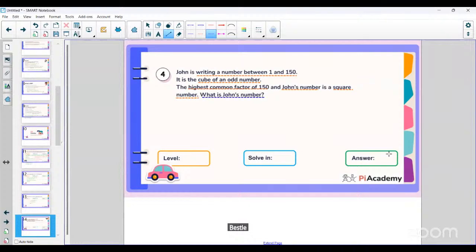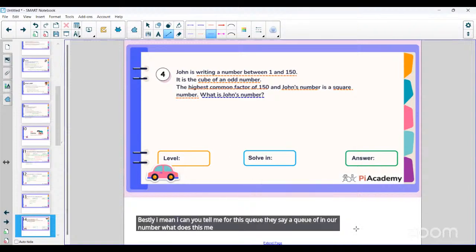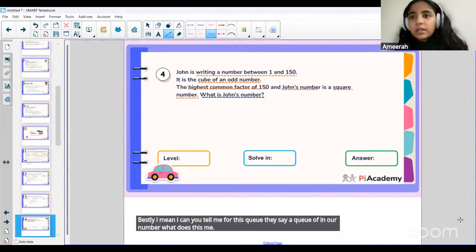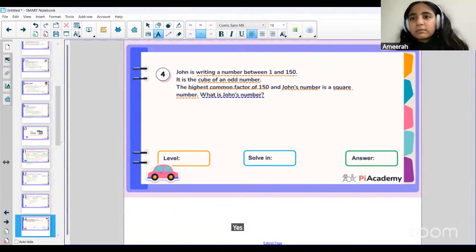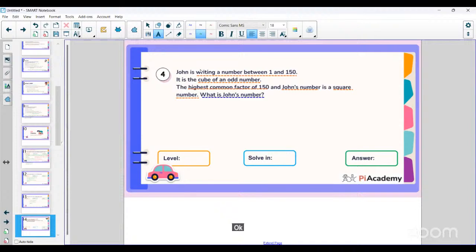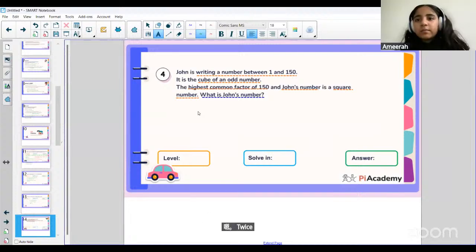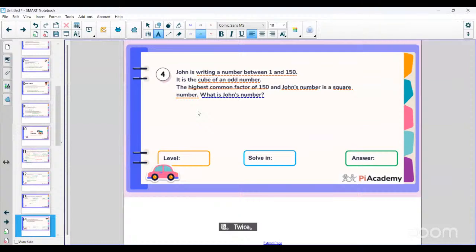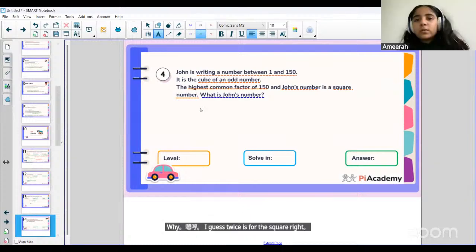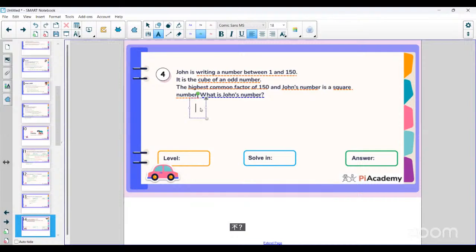Firstly, Amira, can you tell me what is the cube number? They say it's a cube of an odd number. What does this mean? Okay, how many times do you need to multiply when you talk about cube? Twice. Why? I guess twice is for the square, right? For cube it is 4. Not 4, but 3.